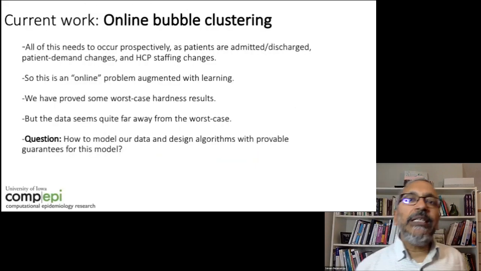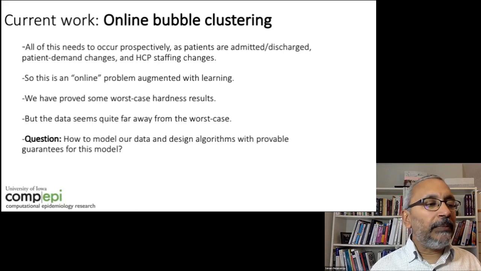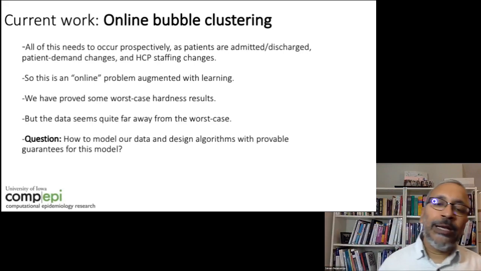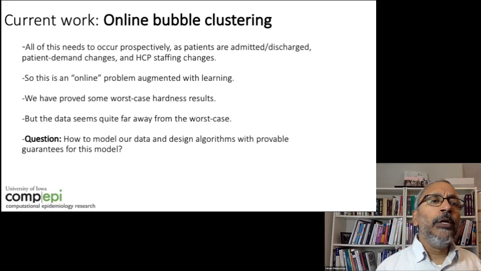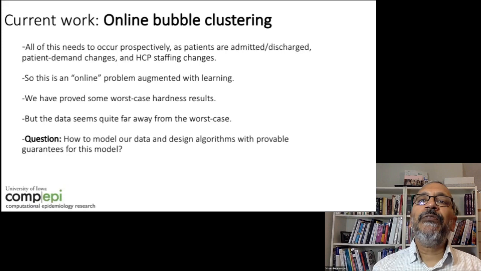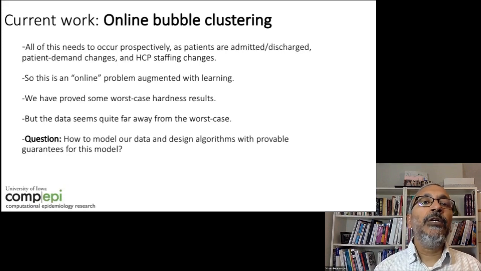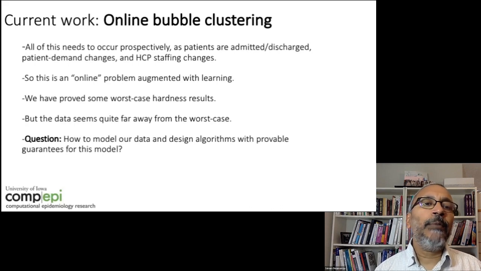So I guess we think of this as maybe proof of concept because we basically solved this problem assuming that we had full knowledge of patient admissions and various other data that is only available in real time. So in our current work, we are thinking about the online version of this problem, where these assignments of patients to bubbles need to happen as patients arrive and as they're discharged, and patient demands may change. Some patients may become quite sick, and HCP staffing may also change. So this is an online problem augmented with some learning.